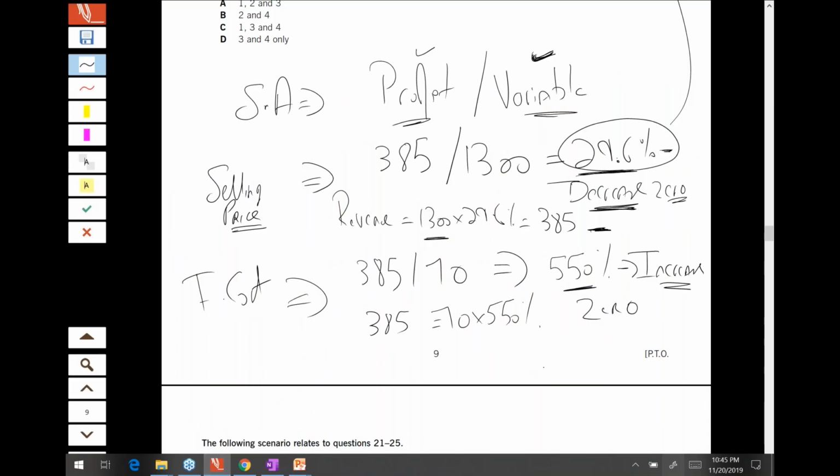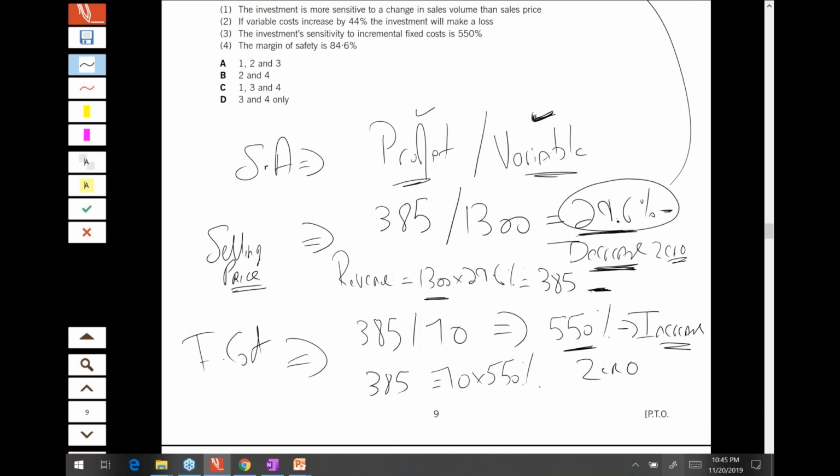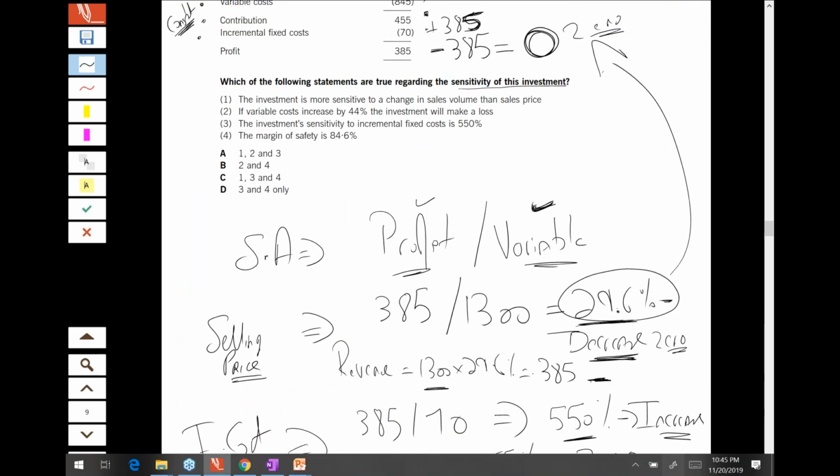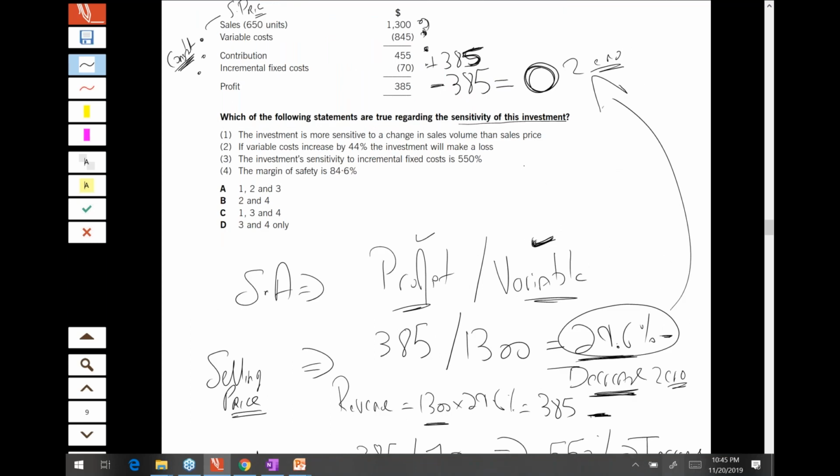Now, if I ask you to work out for contribution, what will be your answer? Can you tell me quickly? 385 divided by 455 for contribution. What is the answer, guys? The answer is 84%.